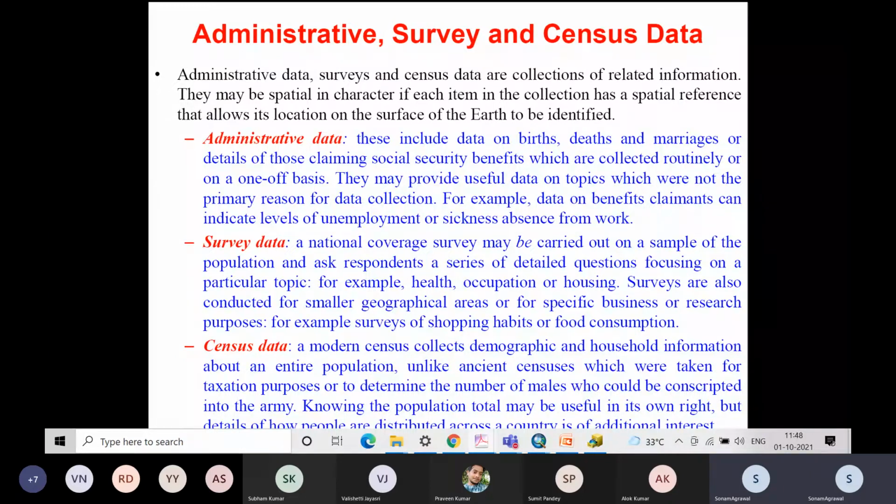There is birth registration, marriage registration, death registration, vehicle registration. All these data are given to the government. So this is one of the ways through which data is collected. Time to time, there are a lot of surveys, like a health survey. After every year or some interval of time, there is a national health survey.